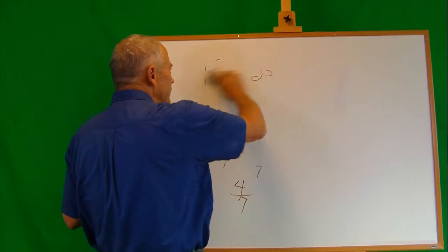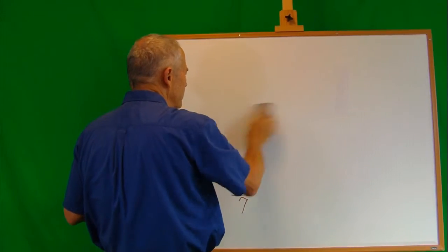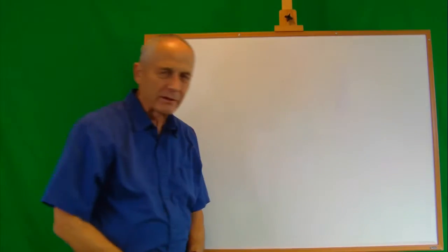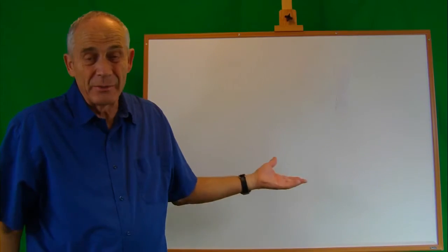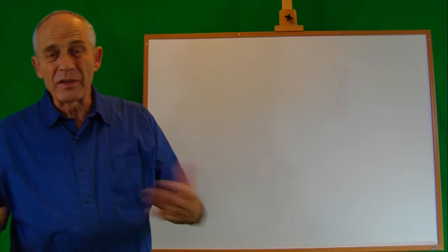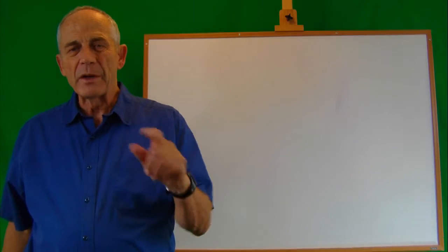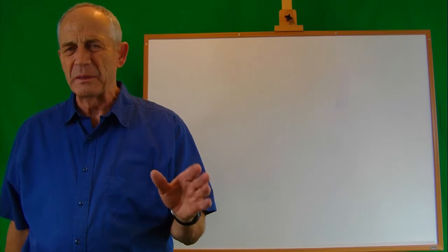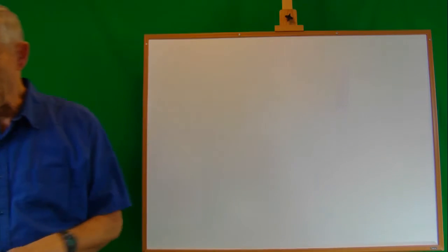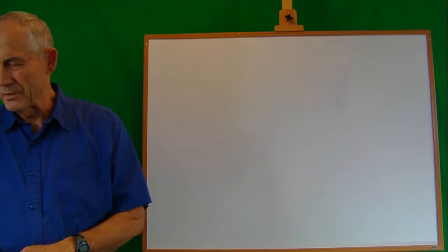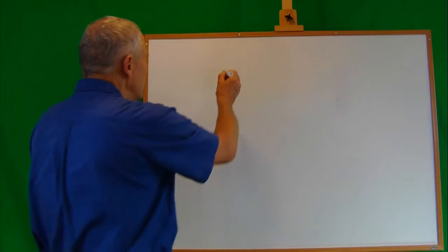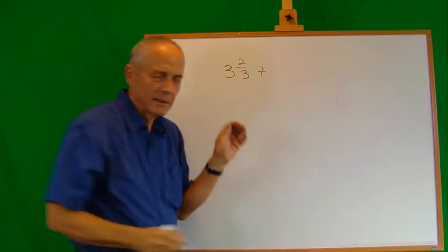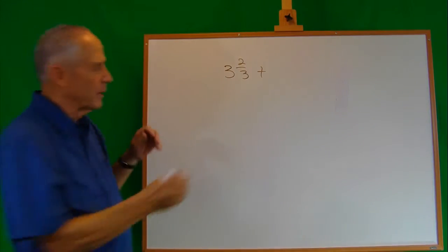Everybody seems to learn when they're dealing with mixed numbers, the first thing they want to do is change them to improper fractions, and actually we just did it there, and so it's kind of accepted. But I want to show you something that will show you, I hope, that it's a little bit easier. So if I have 3 2/3 plus 2 1/5.